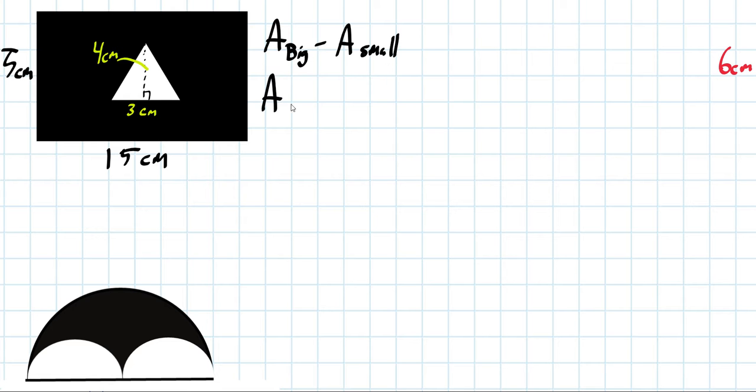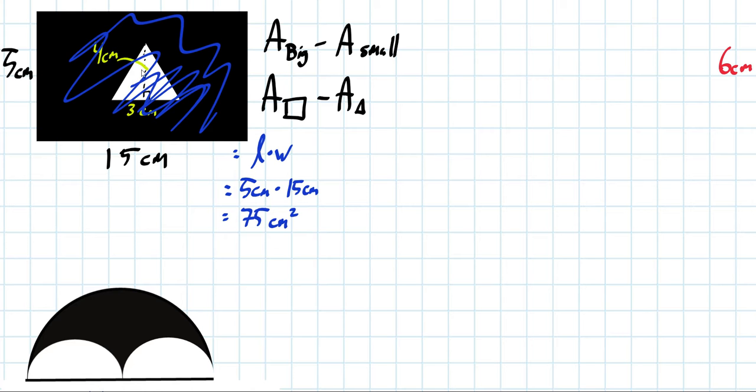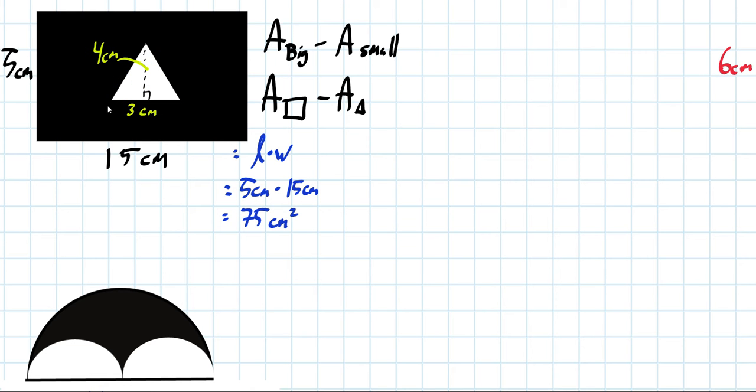In this case, the area of the big shape is the rectangle, and the area of the smaller shape is that triangle. For a rectangle, all the parts that are shaded in black there, the area is length times width. So length and width are there, 5 and 15. 5 times 15 centimeters is 75. And centimeters times centimeters is square centimeters. So that's the area of everything including that middle triangle. But we want to cut that part out.